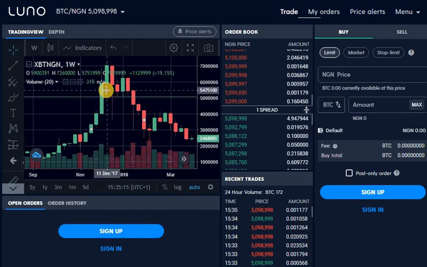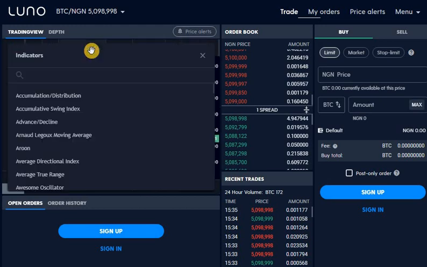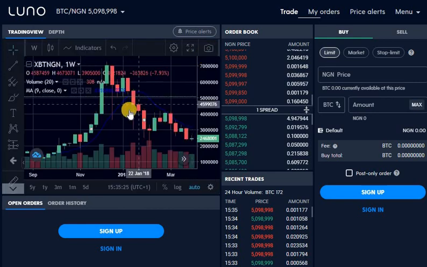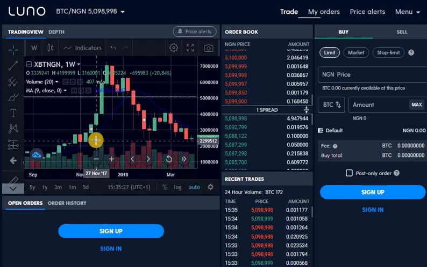To access the indicators, we would have to go to the indicators tab right here. Then we would have to search for moving average. This is the indicator right here that we're going to be using for this video. You click on it. Now the moving average is this blue line. As you can see, you double click on this blue line.